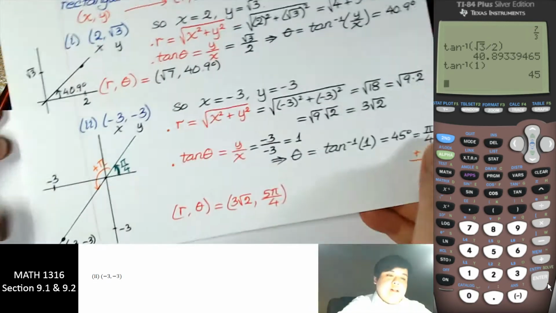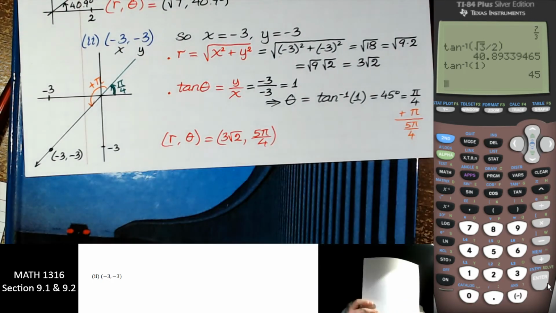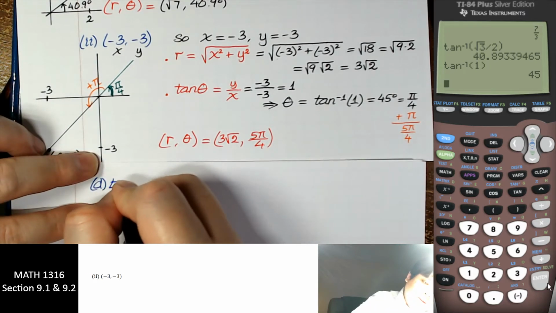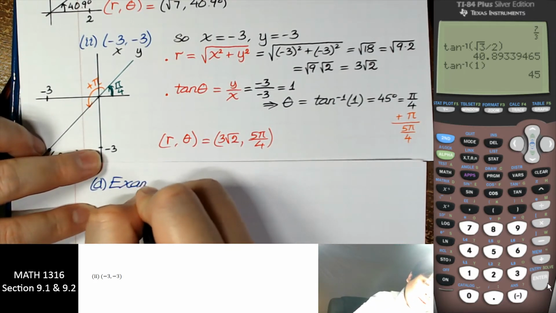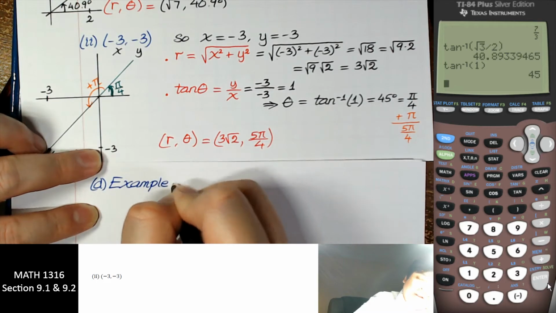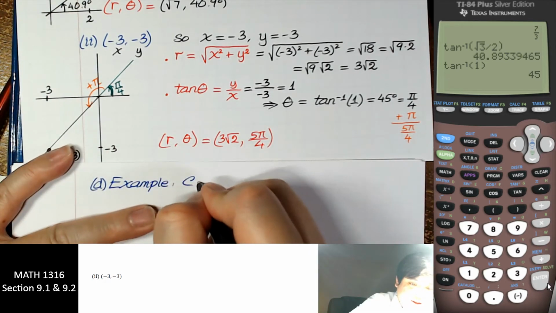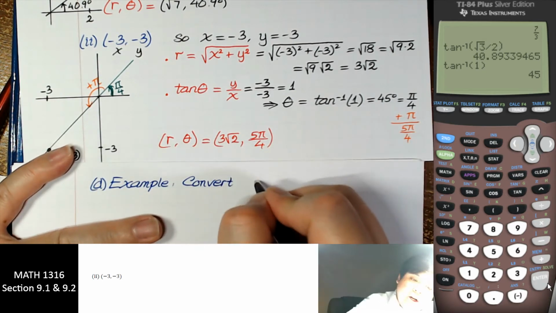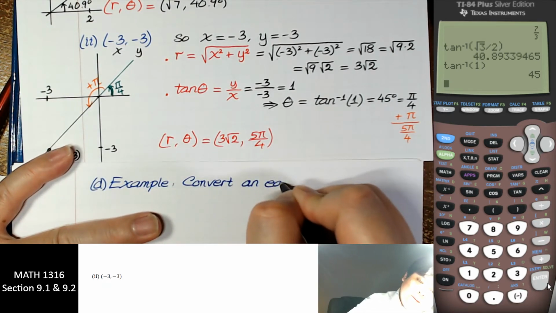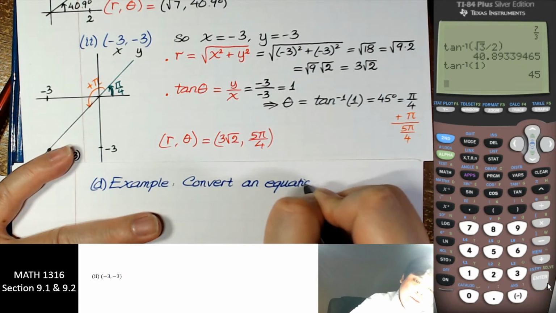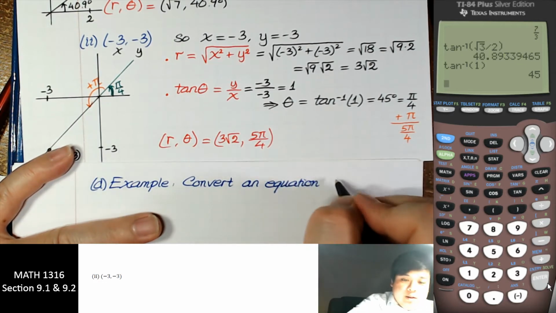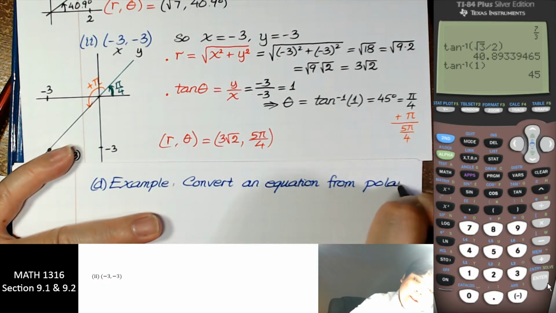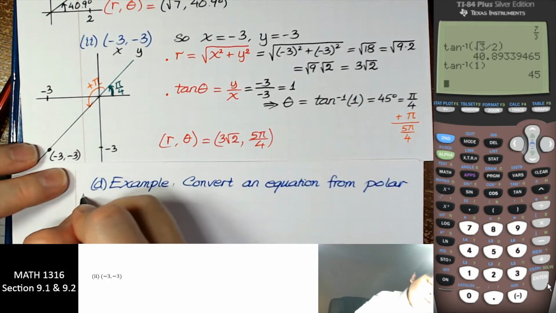Let's keep that for a moment. Example. Convert an equation from polar to rectangular form.